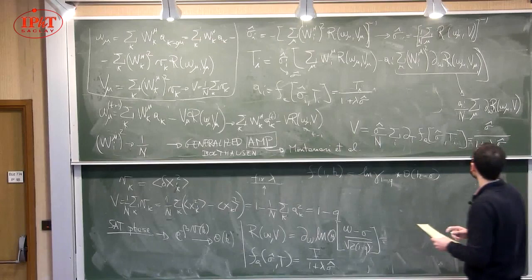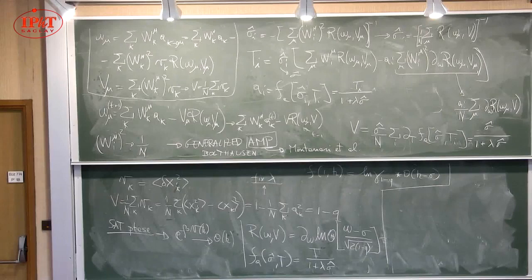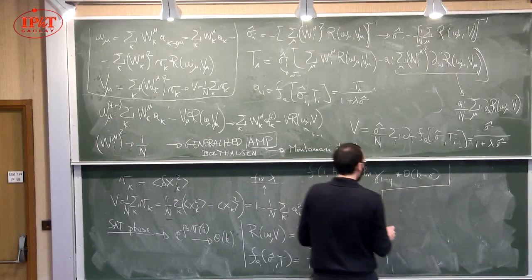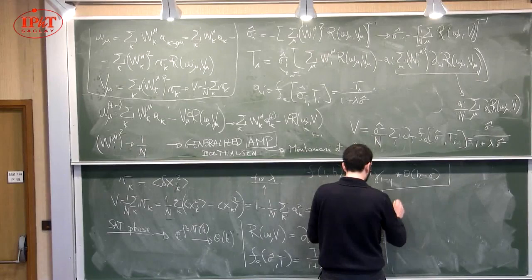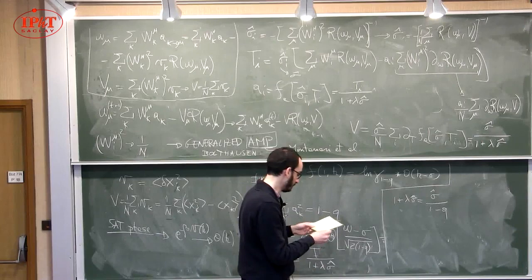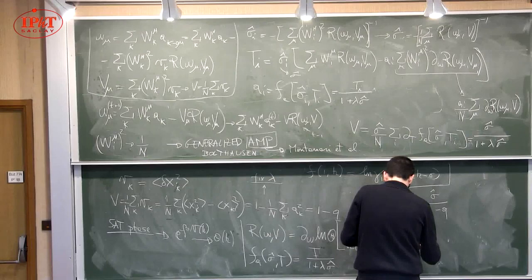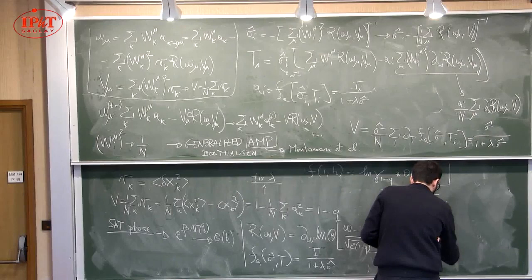Okay, so from this equation, let's recover the replica symmetric result. So if we take this equation, then we have 1 plus lambda hat sigma is equal to, okay, because V is 1 minus Q. And therefore, from this one, we have a_i that is equal to 1 minus Q, t_i over sigma.